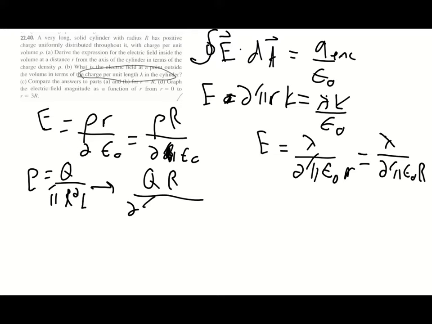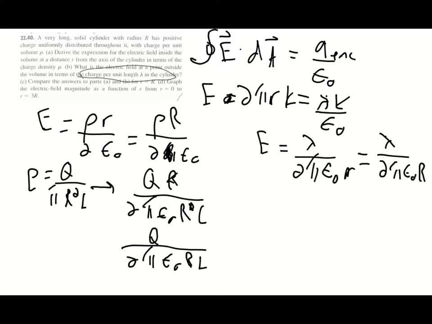2 pi epsilon naught capital R squared L. And if I reduce that further, because one of the R's divides out, I get Q over 2 pi epsilon naught RL. You can see that's looking an awful lot like what we had over in the other one.